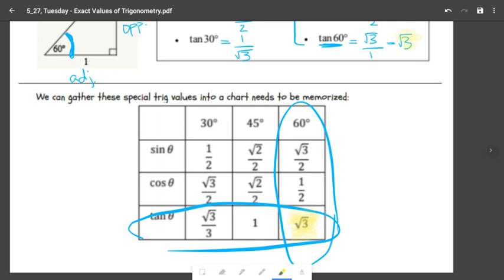So this is just a different way to use it. 3 of them are a little bit different than what we got from the triangles, but we're going to refer to the ones in the chart. They do mean the same thing. They're just written differently.